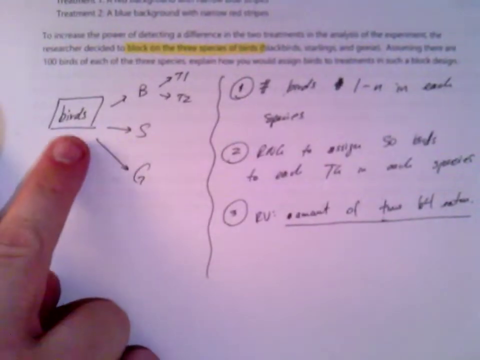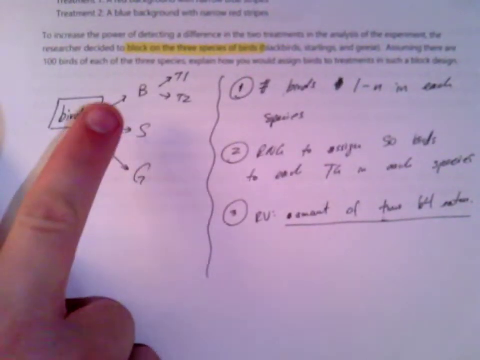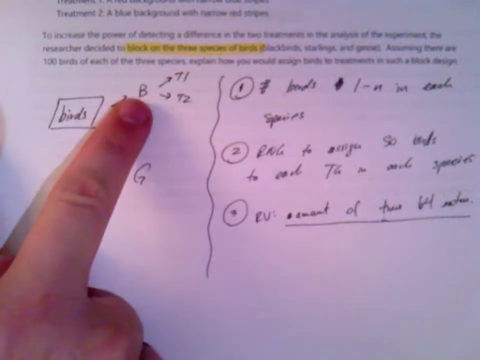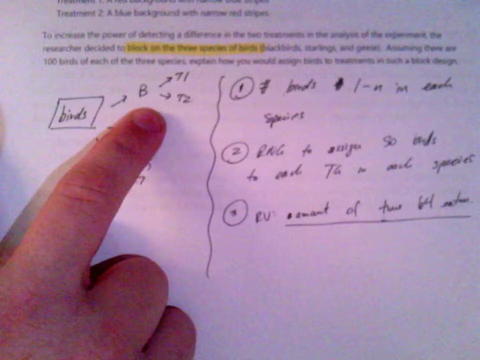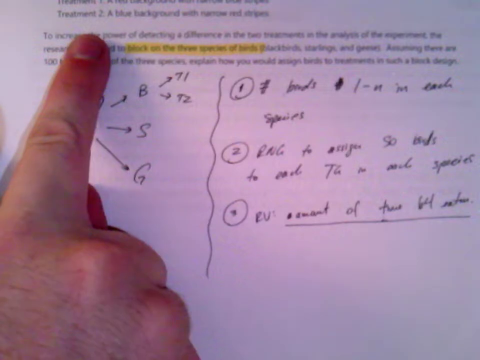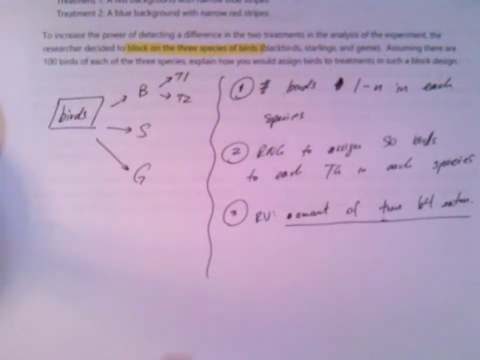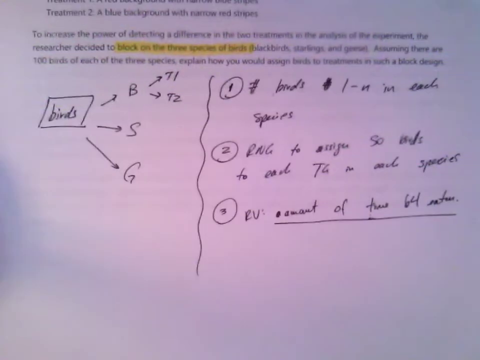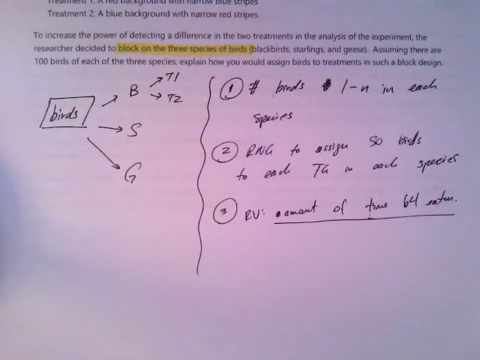All right, so I kind of set up my diagram here. My experimental units are birds, blocking by breed: blackbirds, starlings, and geese. In each breed or species, I'm assigning both treatments. I just put T1 and T2 because they already told me what T1 and T2 are. All right, and then my steps. Step number 1, number the birds 1 through N in each species. Step 2, use a random number generator to assign 50 birds to each treatment group in the species. There's 100 per species of the 3 species. And then step number 3, my response variable, measure the amount of time before eaten. I got a little lazy and abbreviated.